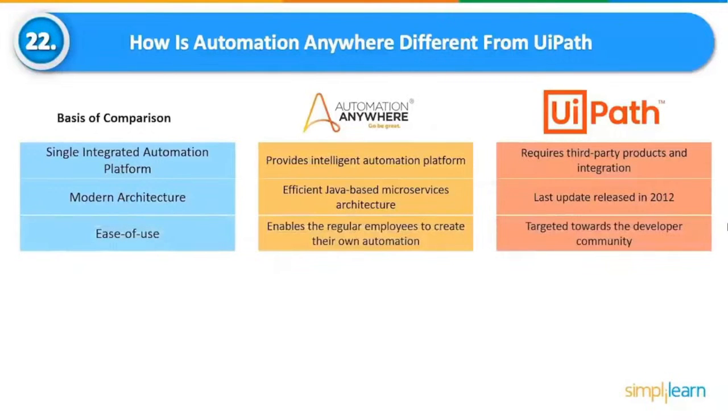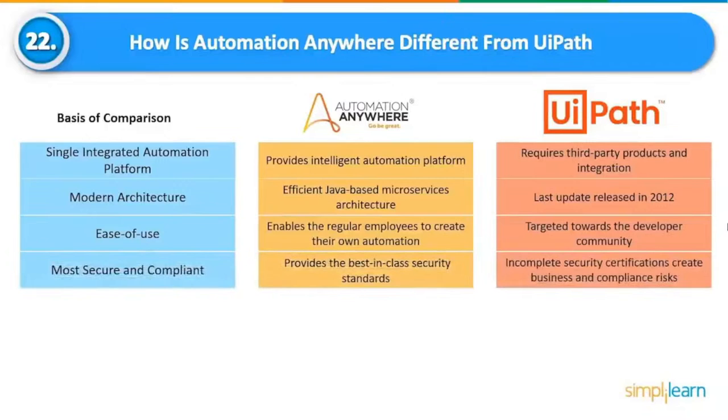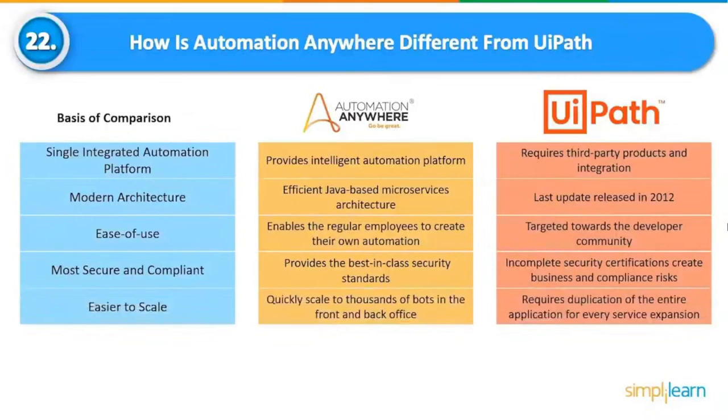Ease of use. In Automation Anywhere, the easy-to-use platform enables regular employees to create their own automation. But UiPath is targeted towards the developer community and needs more intervention from the IT and development team. Most secure and compliant. Automation Anywhere provides best-in-class security standards, whereas UiPath has incomplete security certifications that create business and compliance risk. Easier to scale. Automation Anywhere quickly scales to thousands of bots in the front and back office, no matter the type: attended, unattended, or document processing.